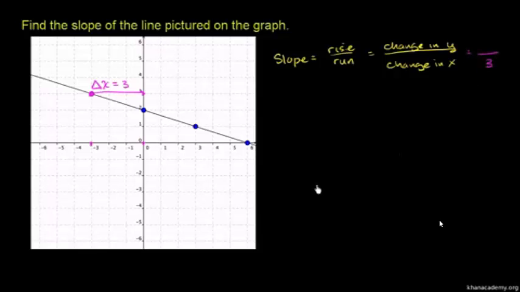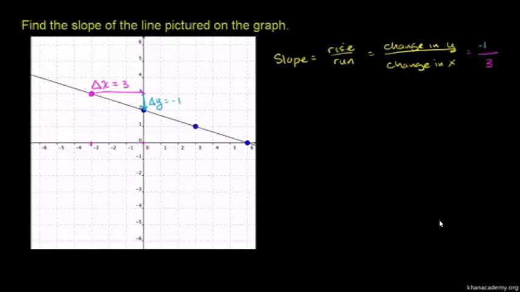So what was our change in y when our change in x is equal to 3? Well, when we moved from this point to this point, our x value changed by 3, but what happened to our y value? Our y value went down. It went from positive 3 to positive 2. Our y value went down by 1. So our change in y is equal to negative 1. So we rose negative 1. We actually went down. So our rise is negative 1 when our run, when our change in x, is 3. So change in y over change in x is negative 1 over 3.